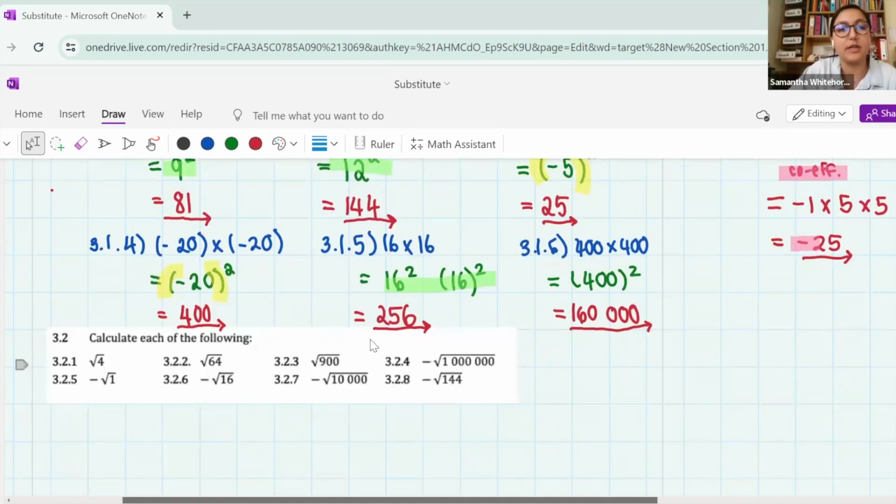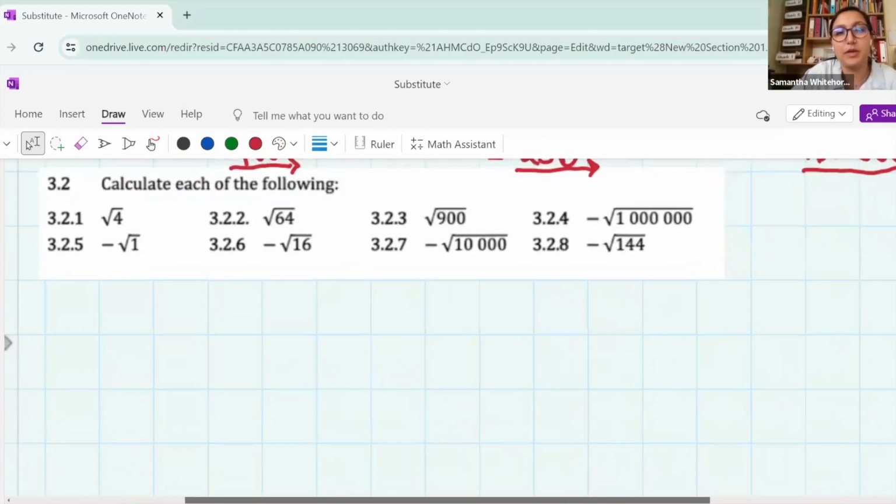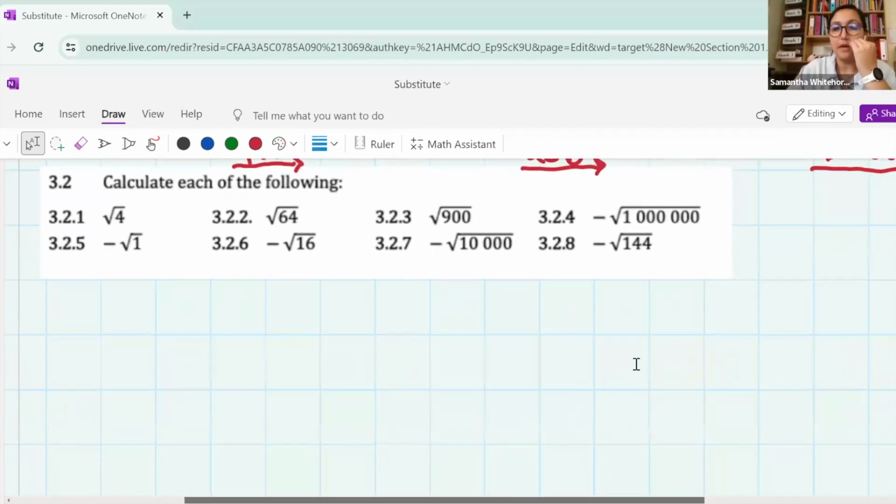Alrighty. Let's have a look at 3.2 here. I'm going to make that a bit bigger so we can actually see what's going on. Here we now have the square root, and we have to understand how to deal with that. There are lots of ways you can think about this. When you start being able to use your calculator, you could just use a calculator, but we actually need to understand what the calculator is doing.